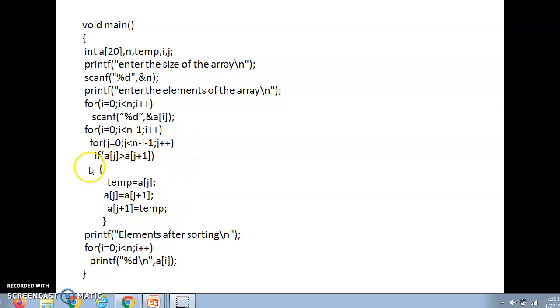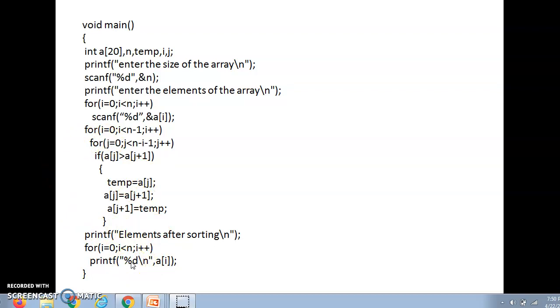At the end of all the passes, the I variable specifies the number of passes that we are having. If 6 elements are there, 5 passes we are performing. If 10 elements are present, 9 passes we are performing. And after completion of the sorting, I am displaying the elements of the array.